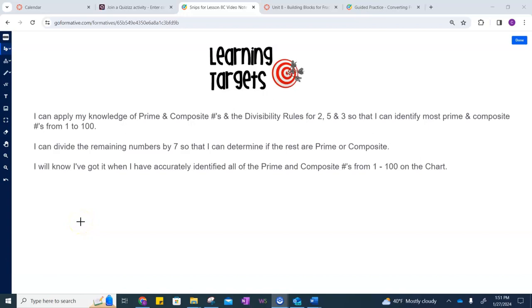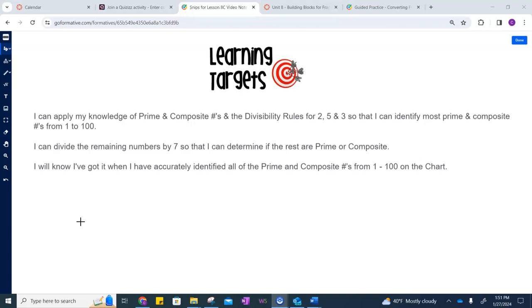All right, today's learning target. I can apply my knowledge of prime and composite numbers and the divisibility rules for 2, 5, and 3 so that I can identify most prime and composite numbers from 1 to 100.